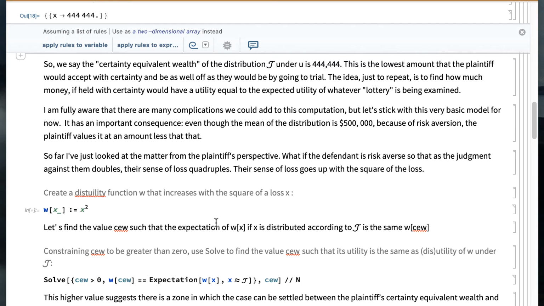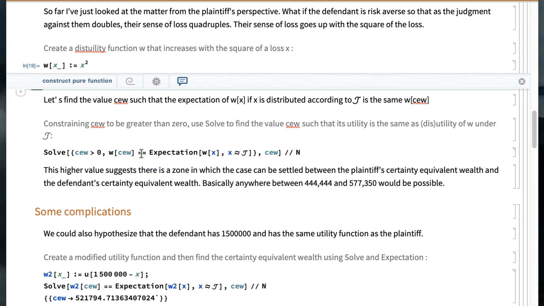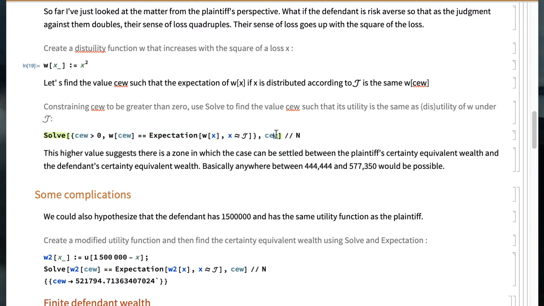So far, I've had kind of a plaintiff's focus. Let's think about the defendant, and maybe the defendant is also risk averse, so that as the judgment against them doubles, their sense of loss quadruples. And so their sense of loss goes up with the square of the loss. So we'll write a function w that represents that. And now what we're going to do is to say, here's our function w. We're going to say, find the value SU such that the disutility of SU is equal to the expectation of their loss, where their loss is distributed according to that original judgment distribution we had.